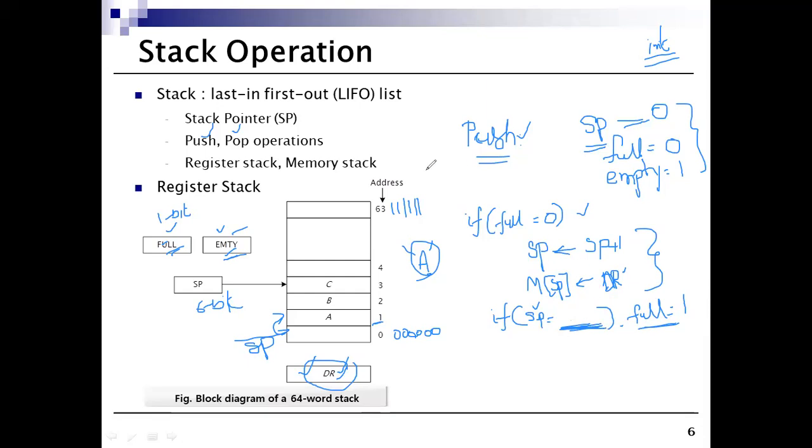63. As and when my SP reaches 63, I am pushing the new element, something like X. So at this stage, does it indicate that my stack is full? Anybody? Is it true? SP 63, is it correct?